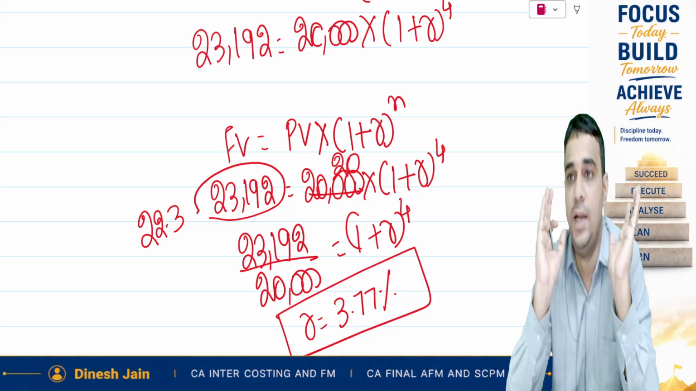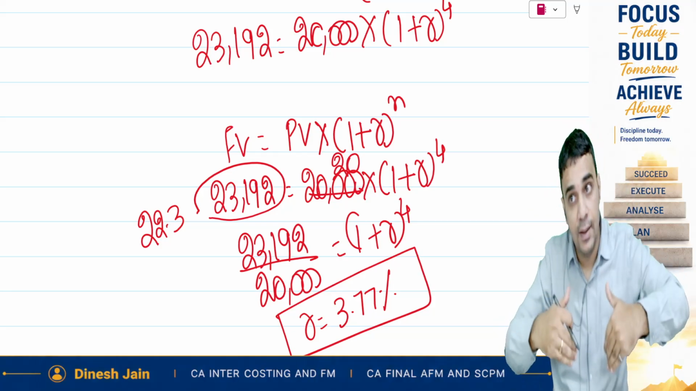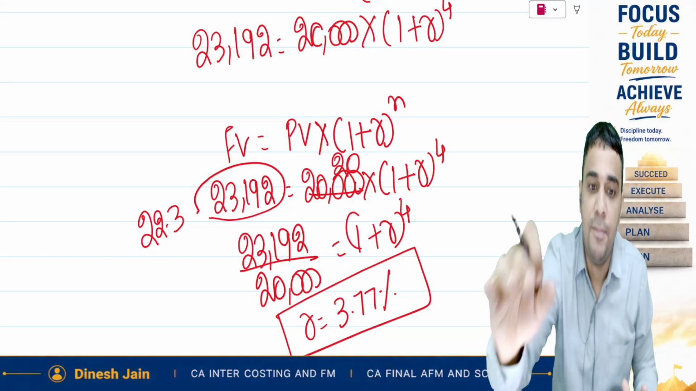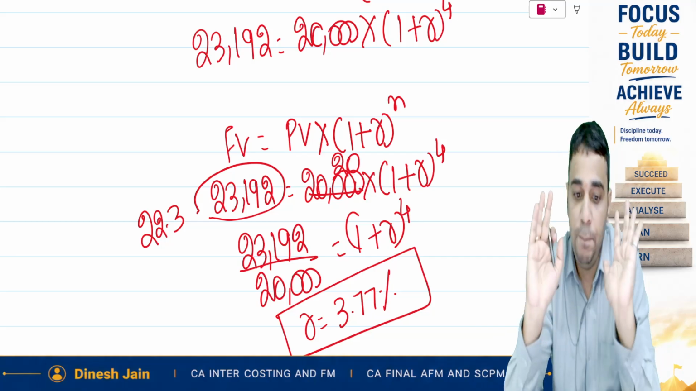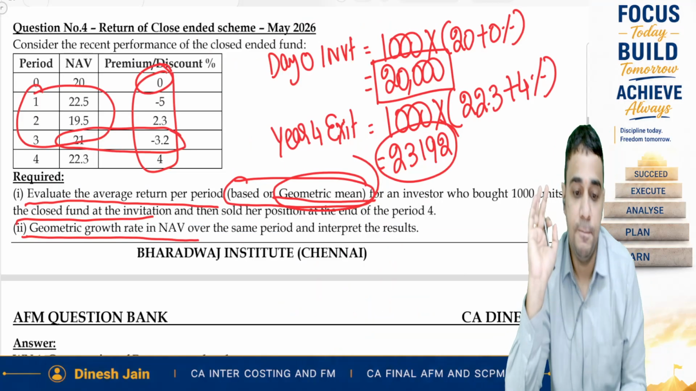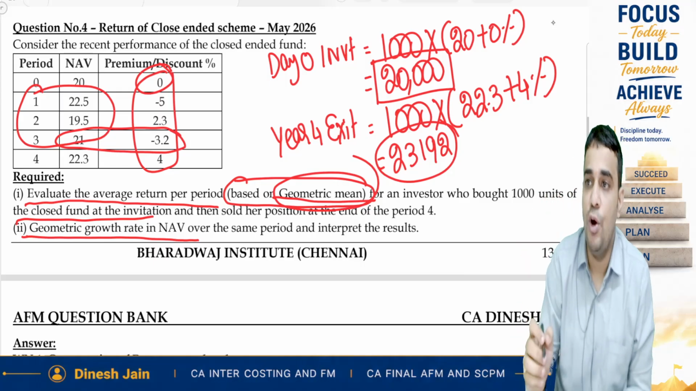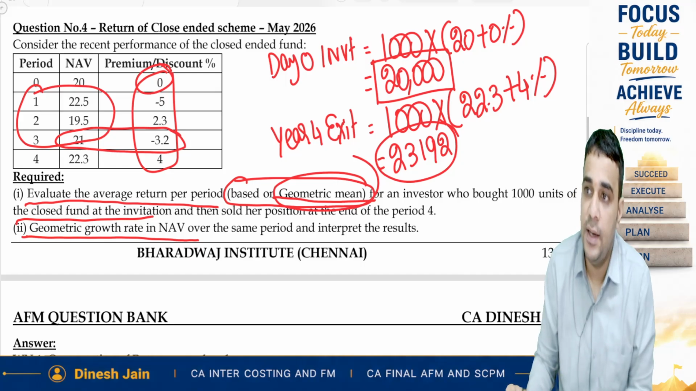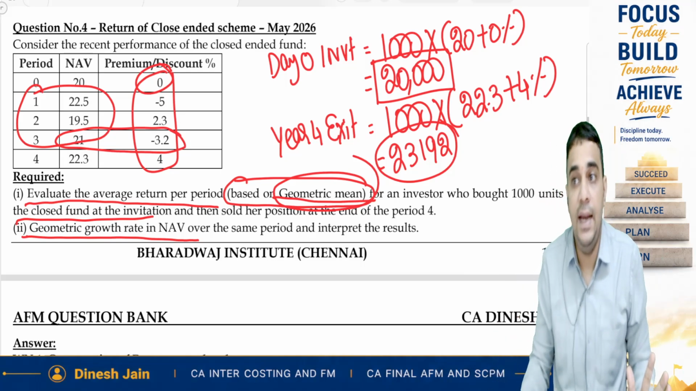This is the growth in NAV. My return can be more or less based on premium or discount. I am repeating: when did we enter? Day 0. What is the NAV on that day? 20. When did we exit? Year 4. What is the NAV on that day? Just compare these two NAVs alone.